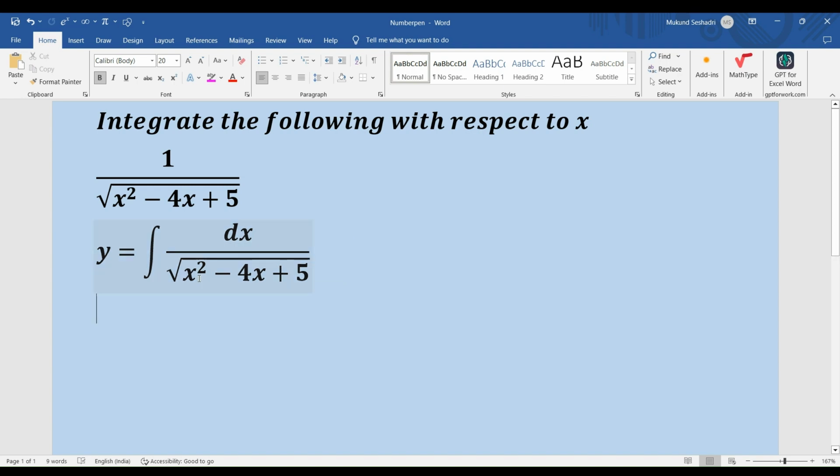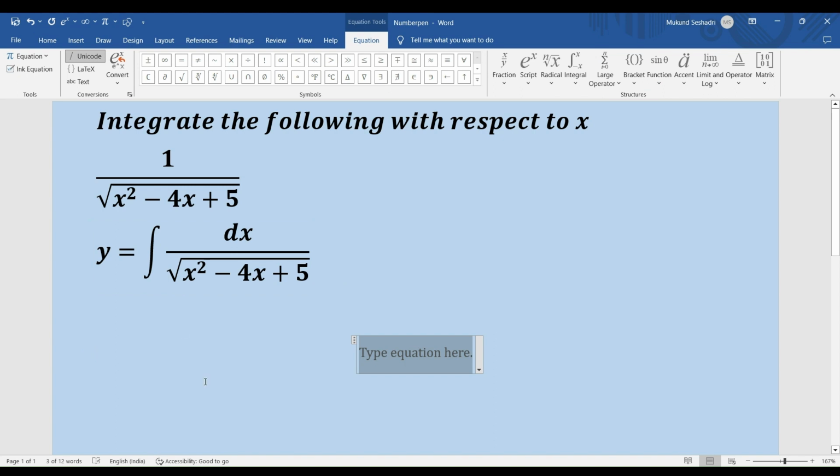So let us do one thing. Let us just pick the quadratic expression inside the square root, write it down separately, and try to arrive at the format that will help us integrate this easily, right? So I'm going to keep y aside for a bit. So x square minus 4x plus 5, right?